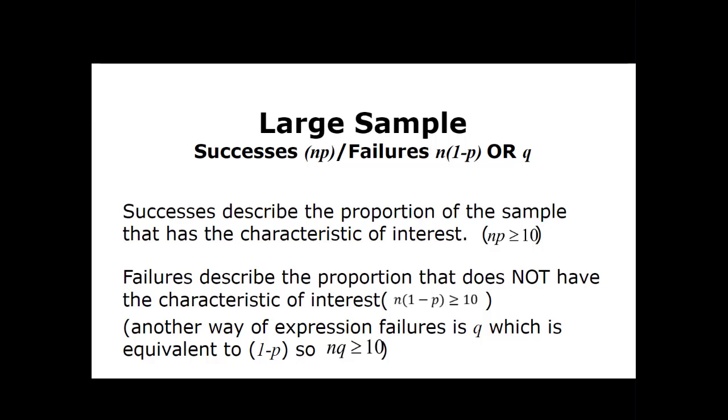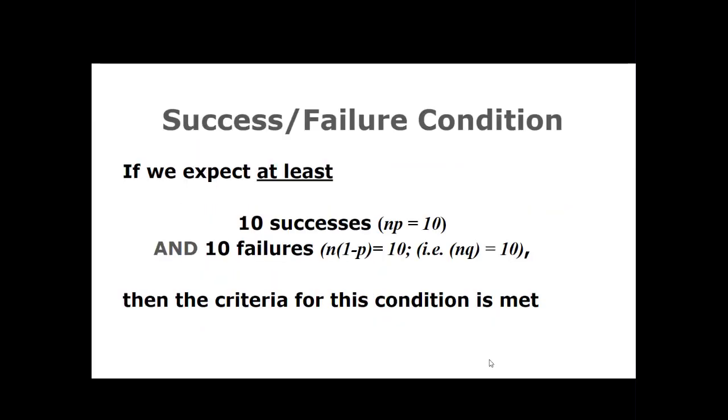Failures are the remainder of the sample that does not have the characteristic of interest. So basically everybody else except the successes. So again, if we have at least 10 successes and we have at least 10 failures, then the criteria for this condition is met.